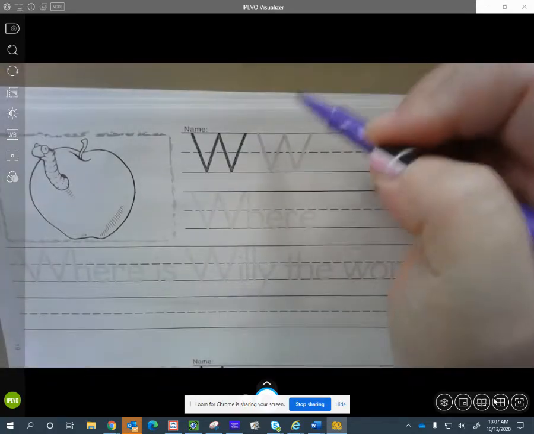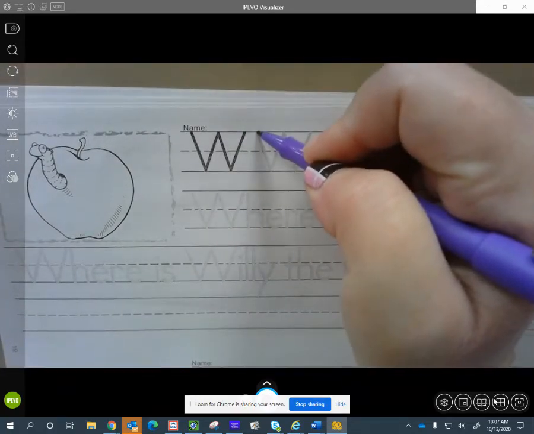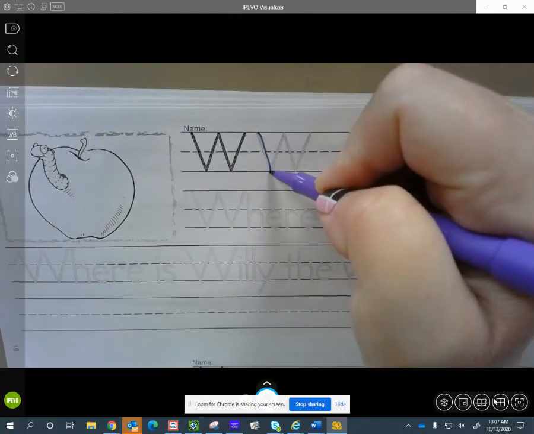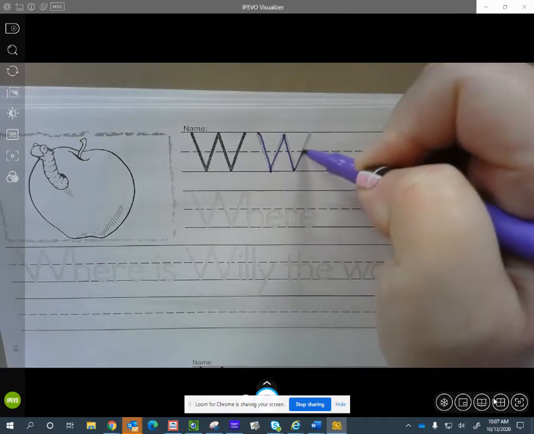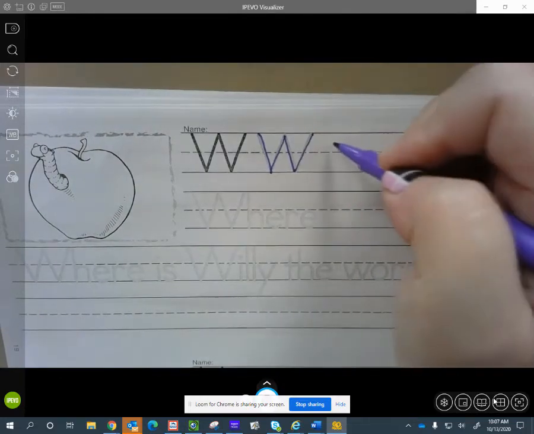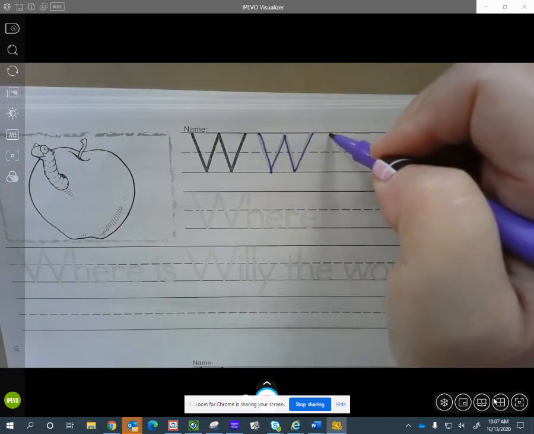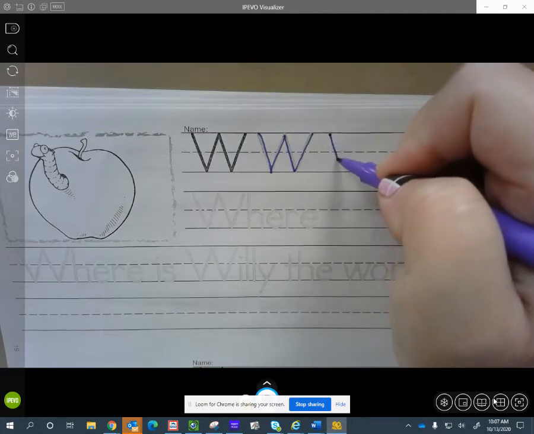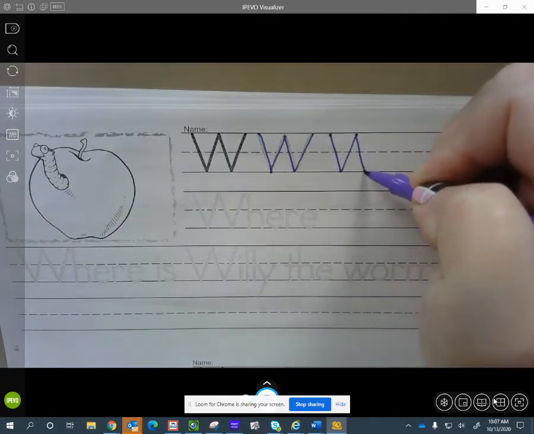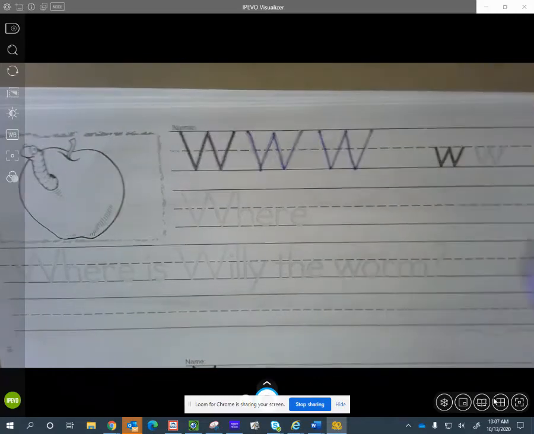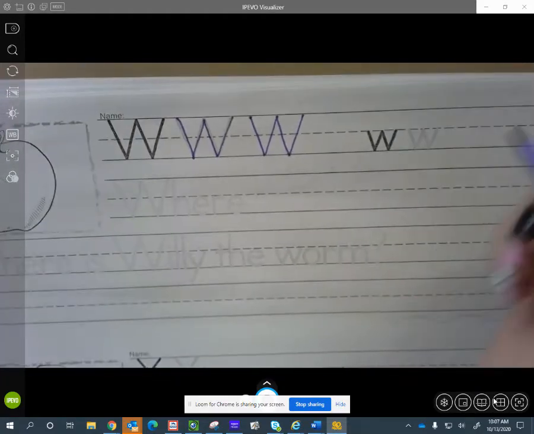Our W starts out like a V, starting at the sky, going on an angle to the ground, an angle back up to the sky, and we do another angle to the ground and back up to the sky. Once again, start at the sky, down to the ground, back up to the sky, down to the ground, and back up to the sky. Nice little zigzag letter there.